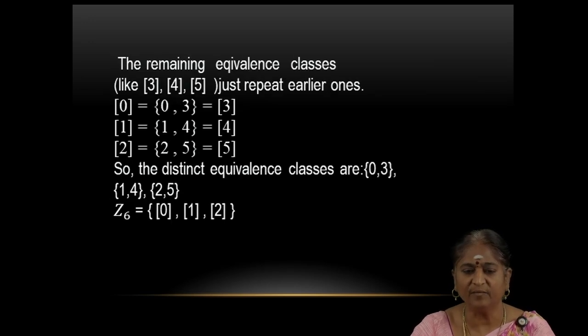Let us define the remaining equivalence classes of 3, 4, and 5. The equivalence class of 0 is also equal to the equivalence class of 3, the equivalence class of 1 is equal to the equivalence class of 4, and the equivalence class of 2 is equal to the equivalence class of 5. So the distinct equivalence classes are the sets {0, 3}, {1, 4}, and {2, 5}. So the equivalence classes of the group Z6 are the equivalence class of 0, of 1, and of 2.